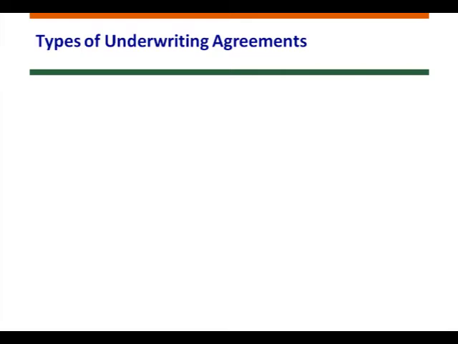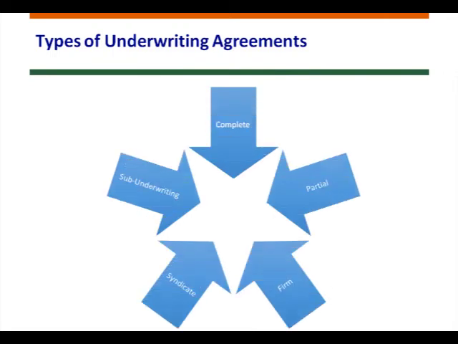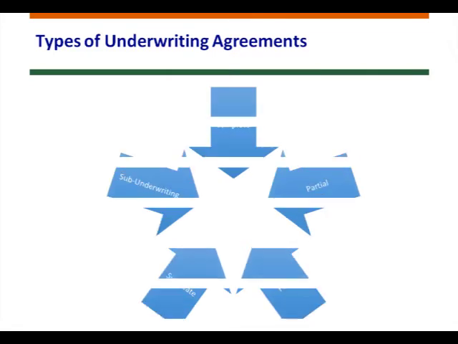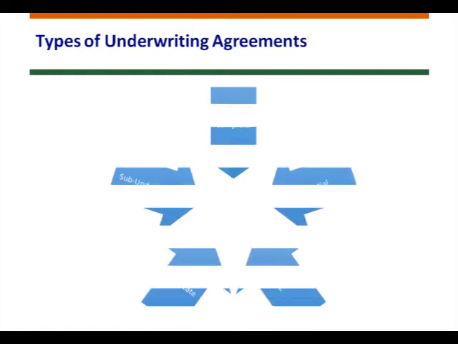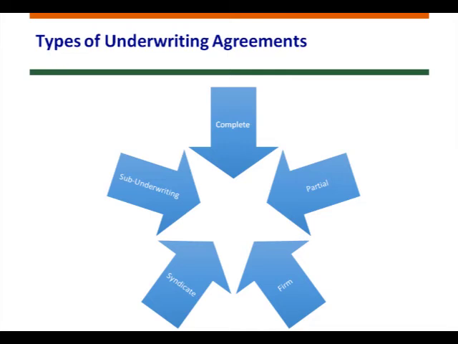When we talk of underwriting agreements, there is an agreement between the companies and the underwriters. Underwriters are given commission for their work, and the companies cover the risk by making an agreement with the underwriters. There may be complete underwriting, partial underwriting, firm underwriting, a mixture of both, and there is sub-underwriting too.